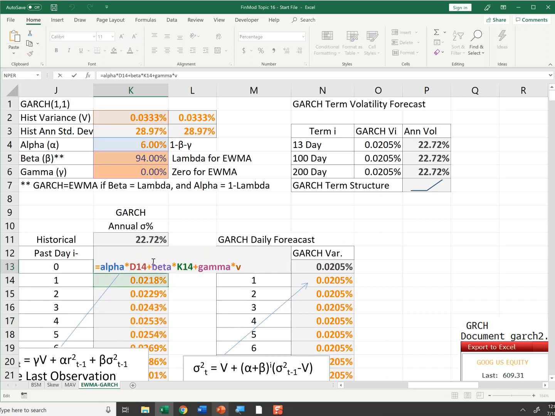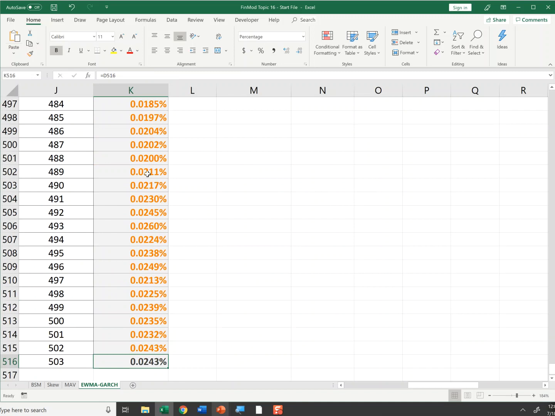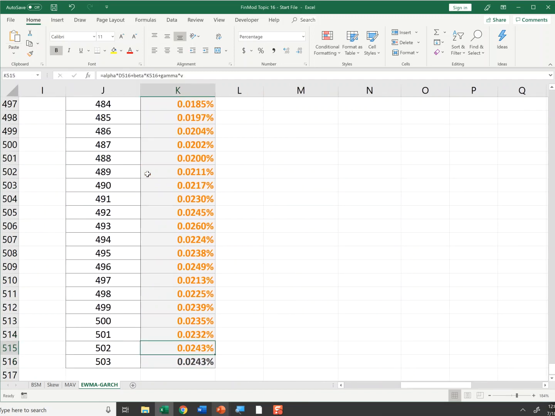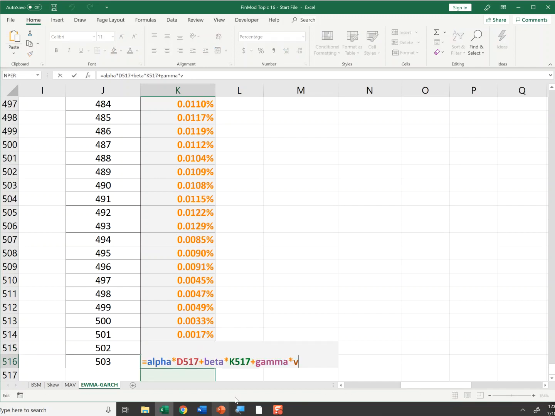And so it's alpha times what happened yesterday, plus beta times the prior day's forecast, plus gamma times the long-term average. I'm assuming 0. When I do that and copy this formula down all the way to the bottom, I have to do something special with the last observation, because if I copy this formula down one more spot, it would be referencing a cell that's blank.